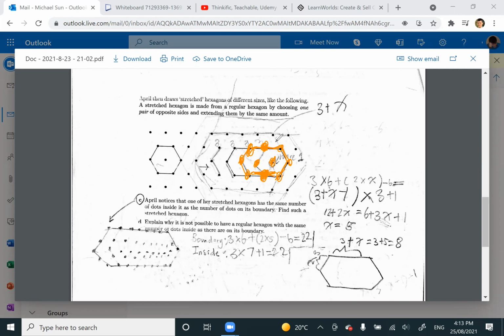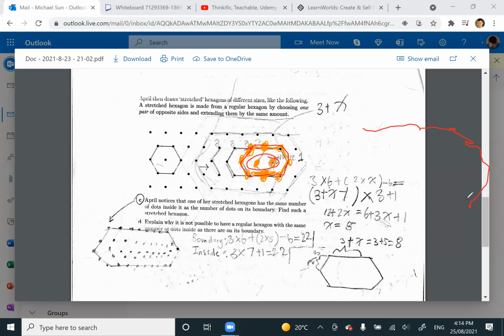So we want what's inside here to be equal to what's out here. You've got to find a hexagon that does that. So you need to do this, same amount of dots. Yeah, you might have to think about this one yourself because I don't want to just tell you the answer here.